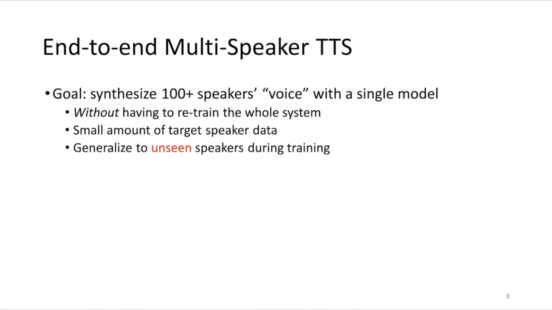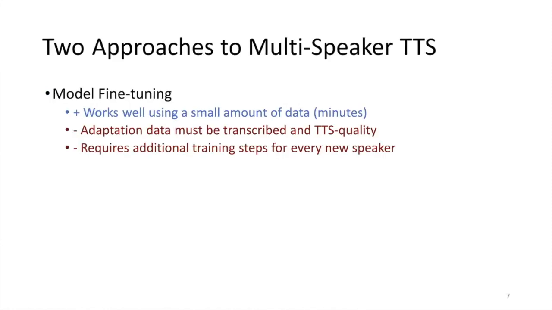So the goal of end-to-end multi-speaker TTS is to synthesize in the different voices of hundreds of different speakers with a single model, ideally without having to retrain the entire system, using a very small amount of target speaker data. And we'd also like to be able to generalize to unseen speakers who are not seen in the training data.